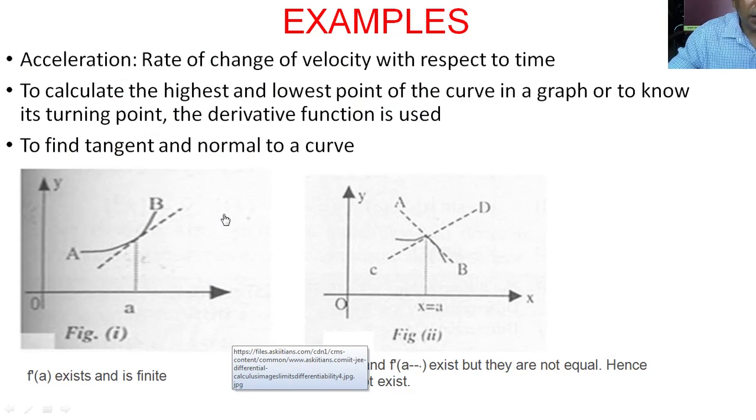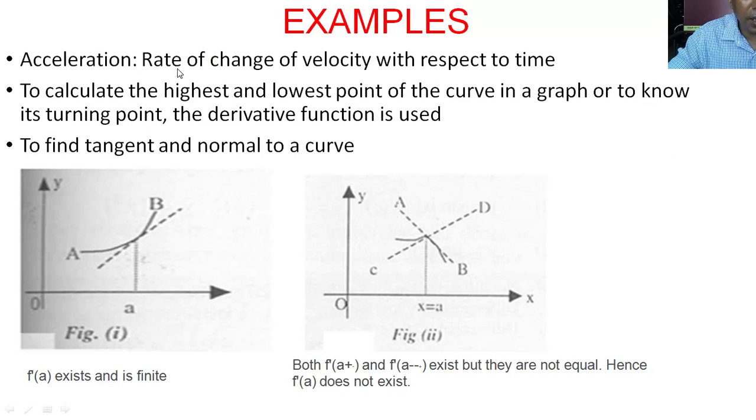Now some of the examples. The acceleration is the rate of change of velocity with respect to time. So whenever we find the acceleration, it is the rate of change of velocity, that means dv by dt, change in velocity with respect to time. Even whenever we calculate the highest and lowest point of a curve in a graph, or to know its turning point, the derivative of the function is required.